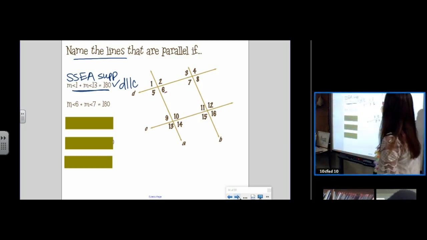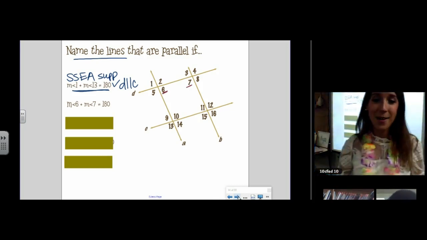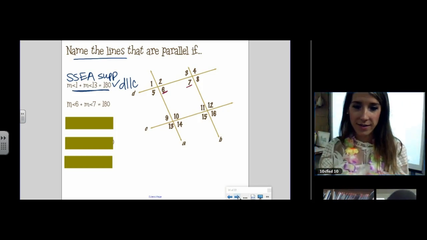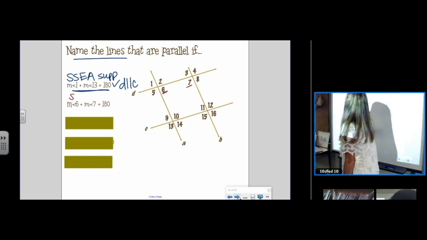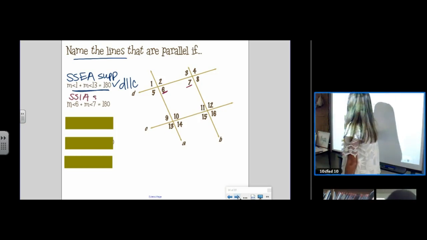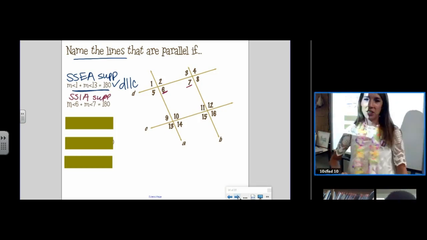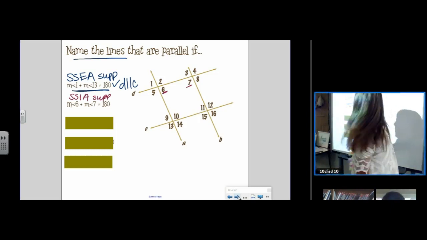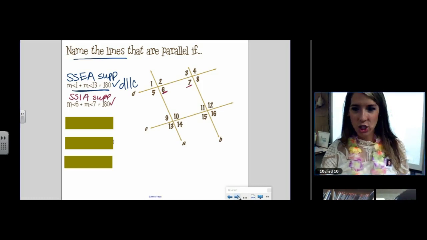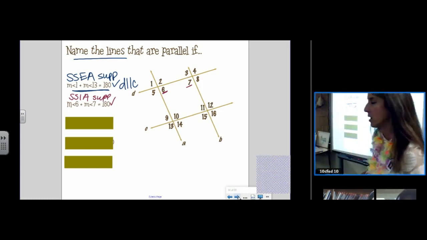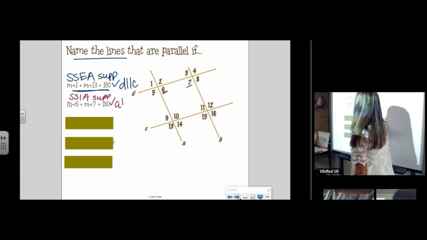The measure of angle 6 plus the measure of angle 7 equals 180. Vocab word. Good. Same side interior angles. They're team supplementary. They're doing what they're supposed to. So which lines are parallel? Which lines? Good. A is parallel to B.